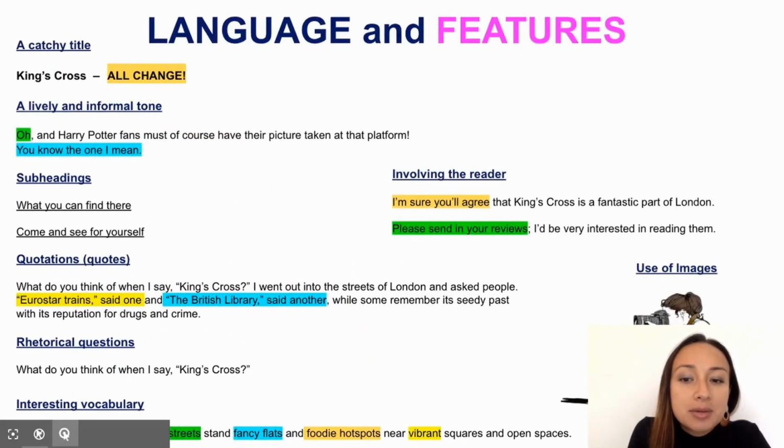So here's a summary of all the language that we have used and had a look at in the presentation. Feel free, as usual, to hit the pause button, take a picture or write down any useful language that you think you'll need or will use in your writing in the future. And hopefully it will come in useful for you.